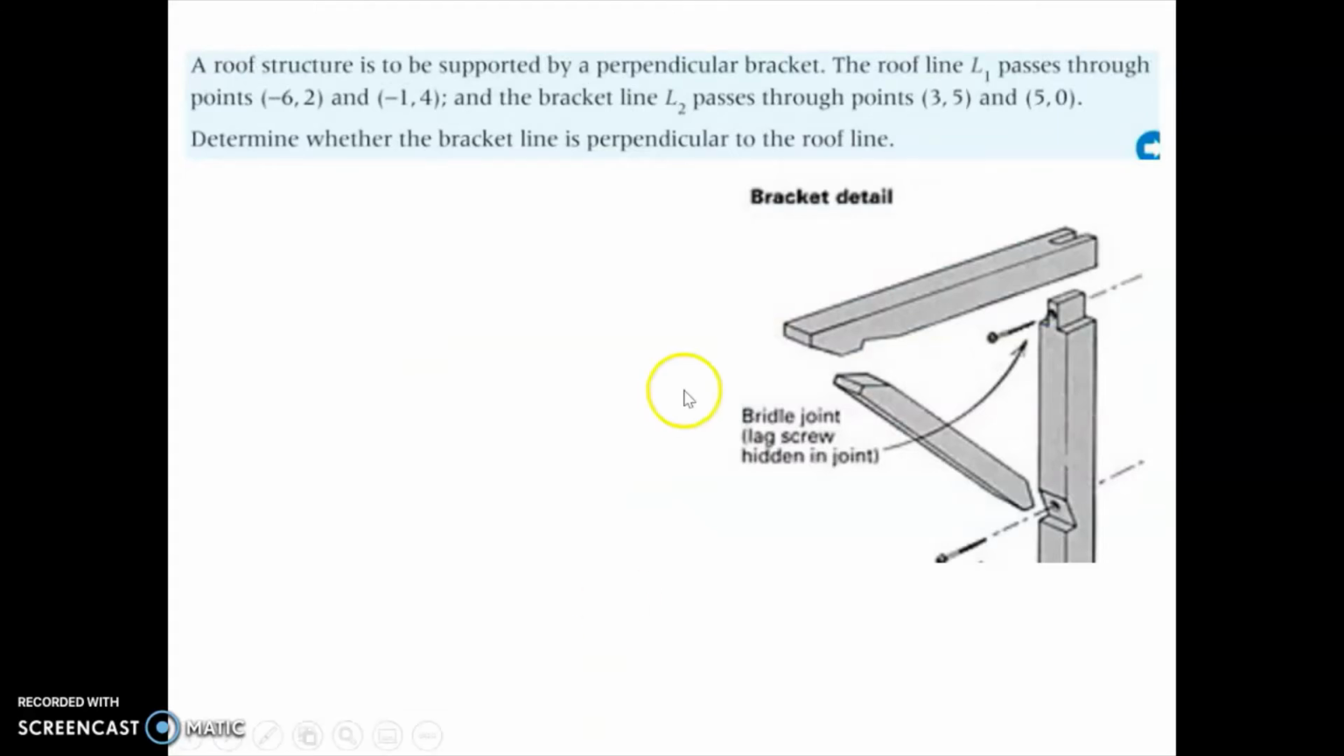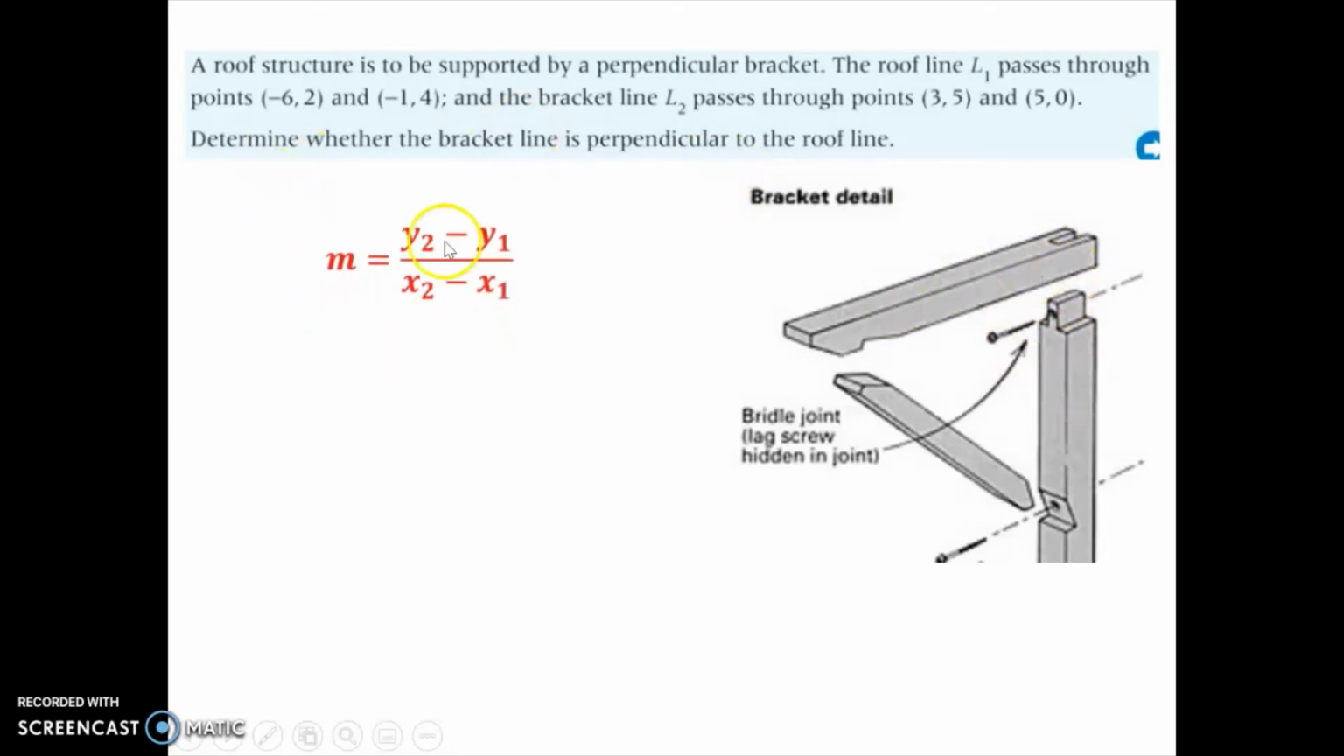This time we're talking about a roof structure with a perpendicular bracket. So imagine this supports the roof, and here's the perpendicular bracket. So hopefully these are at 90 degrees. That's the design. The roof line passes through these 2 points, and the bracket line passes through these 2 points. Determine if they are really perpendicular.